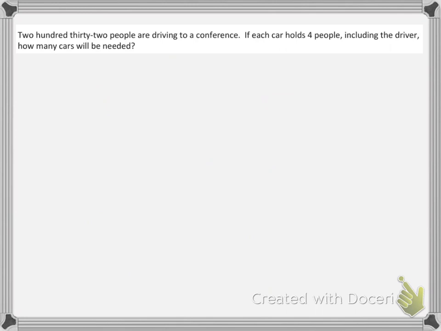Okay, in our next problem, 232 people are driving to a conference. If each car holds 4 people, including the driver, how many cars will be needed? So let's start looking at the words and seeing how we can look for those clue words. So they actually put this in word form. I like to call this camouflaging our numbers.